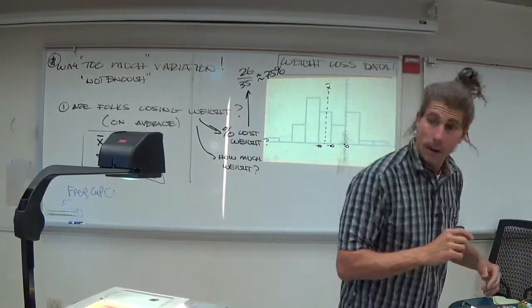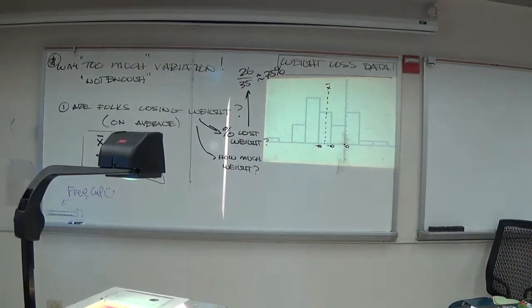Sandra, go ahead. It doesn't give us any defined amount. Yeah, what does lost weight mean, right? A pound, 2 pounds, 60 pounds, 30 pounds. It doesn't tell us how much weight. So that's where this curve really comes in handy.